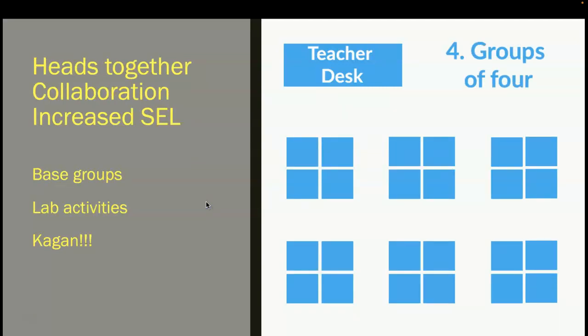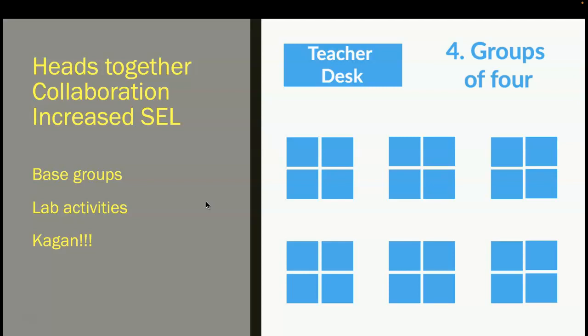The groups of 4 is a concept that I've used quite a bit. I believe that it works pretty well for all grade levels. It's sort of the heads together thought. So you can have the students facing each other at a table or 4 desks put together. There's a lot of collaboration and there's increased social emotional learning.